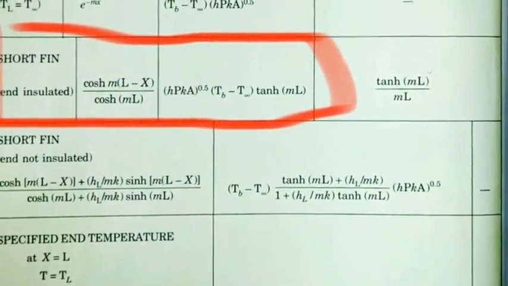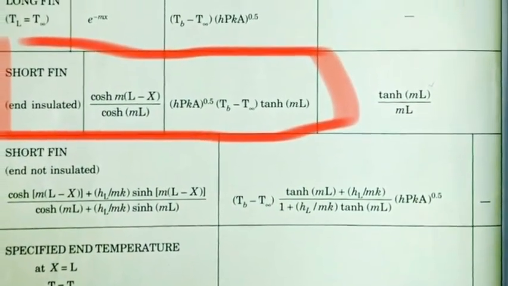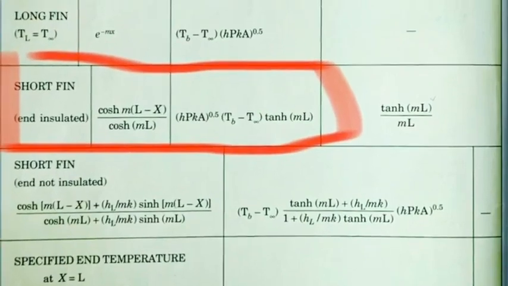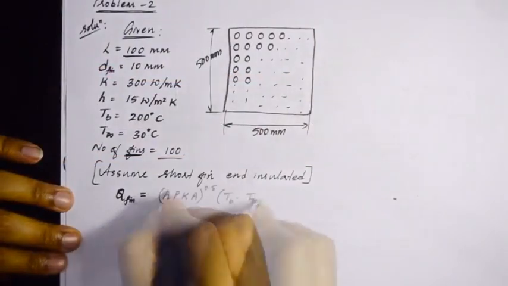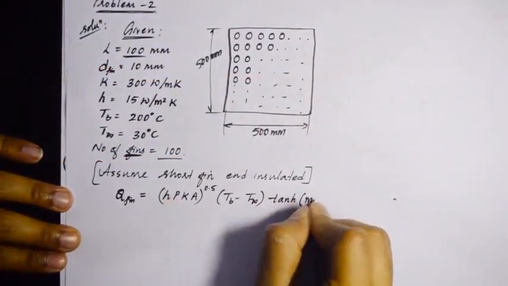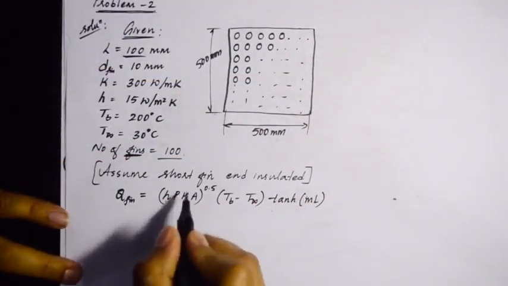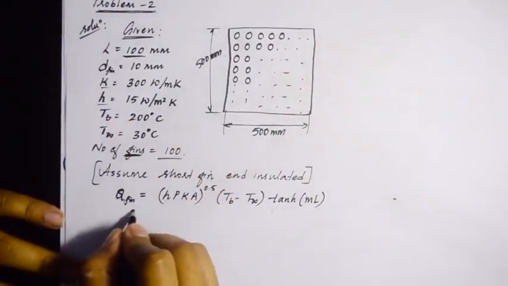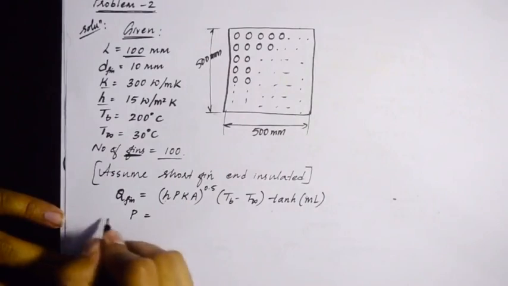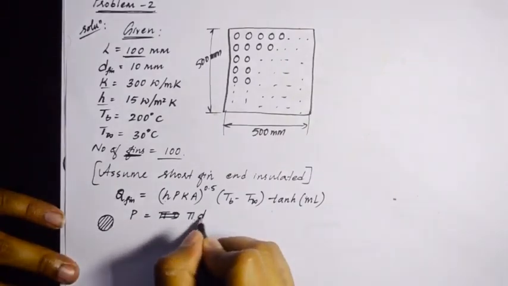So here, according to short fin end insulated, from the data handbook page number 50, we have the heat transferred by the fin given as shown. The values of h and k are given in the question. So we need to find the value of perimeter as well as the area. Since it is a circular cross section, the perimeter of this circular cross section will be given by pi into d.